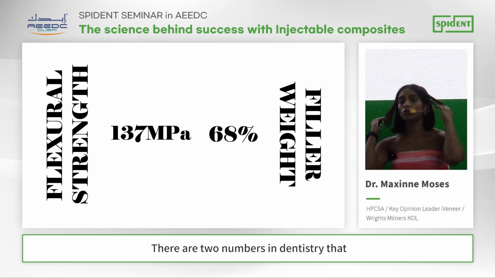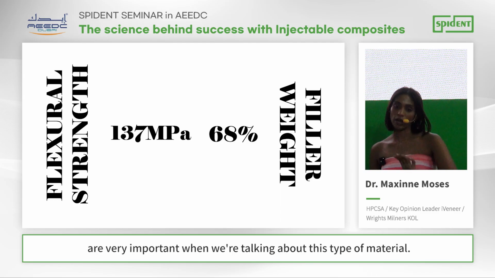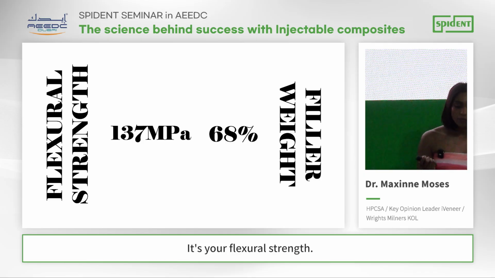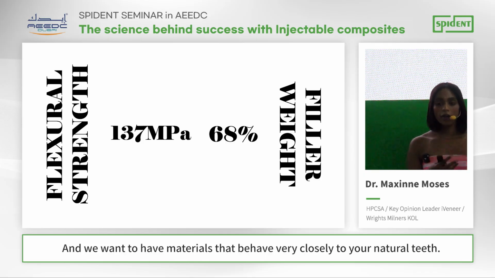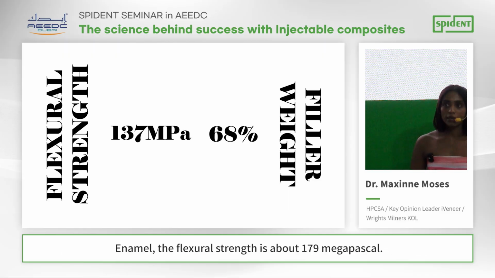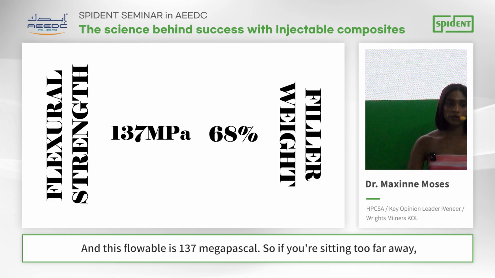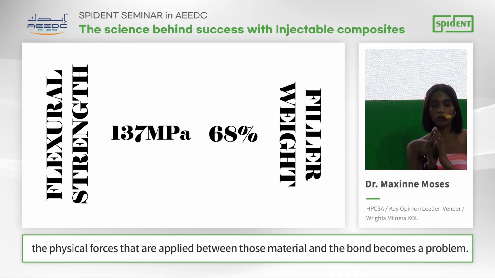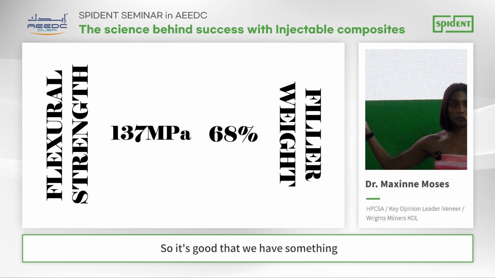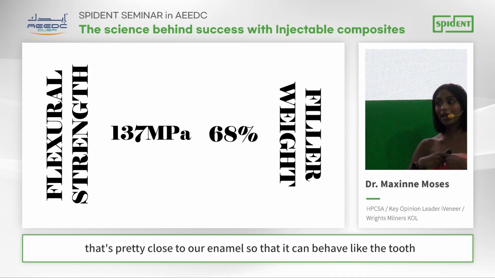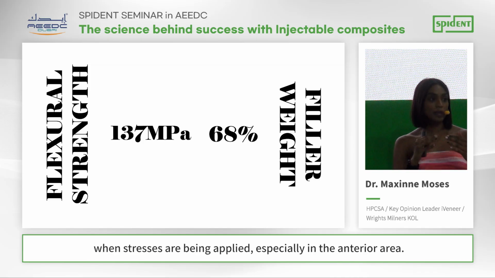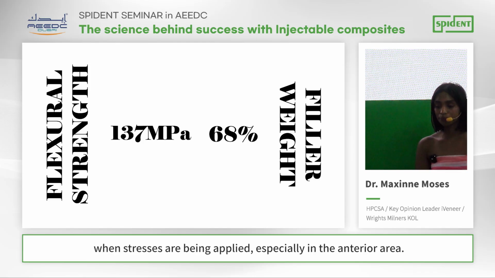There are two numbers in dentistry that are very important when we're talking about this type of material. It's your flexural strength, and we want to have materials that behave very closely to your natural teeth. Enamel's flexural strength is about 179 megapascal, and this flowable is 137 megapascal. If you're sitting too far away, the physical forces applied between those materials and the bond become a problem. So it's good that we have something pretty close to our enamel, so that it can behave like the tooth when stresses are being applied, especially in the anterior area.